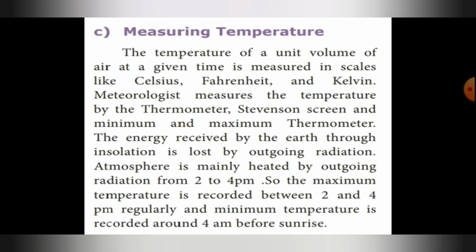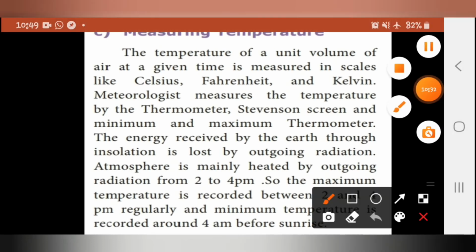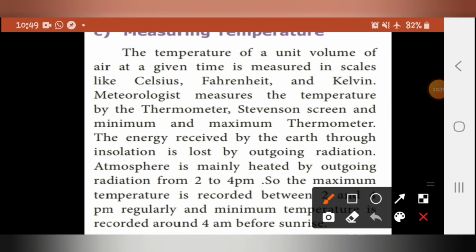So next one is measuring temperature. The temperature of a unit volume of air at a given time is measured in scales like Celsius, Fahrenheit and Kelvin. A meteorologist, one who studies the weather, measures temperature using a thermometer, Stephenson screen and minimum and maximum thermometer. We will see what they are in the pictures in the coming slides.